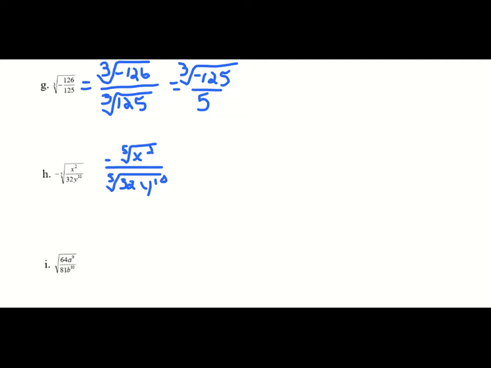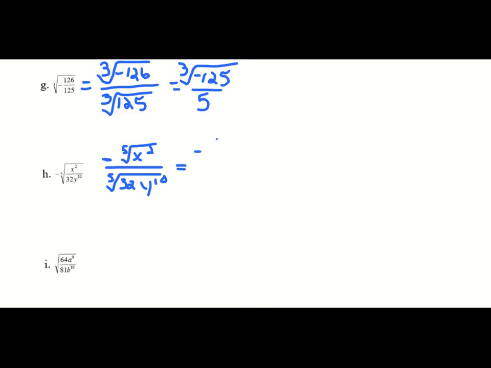Now, that negative is outside the radical. It's right here. It's part of the fraction. When you put the negative symbol, it can be with the numerator, with the fraction bar, or the denominator. It makes the whole fraction negative. So I'm going to leave it at the top.